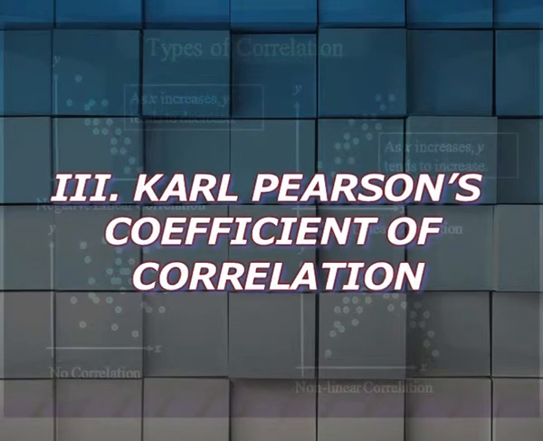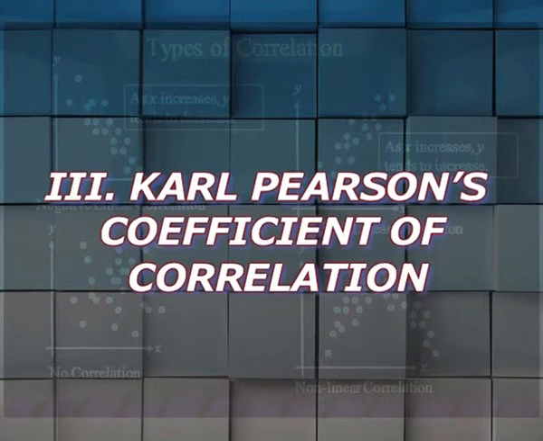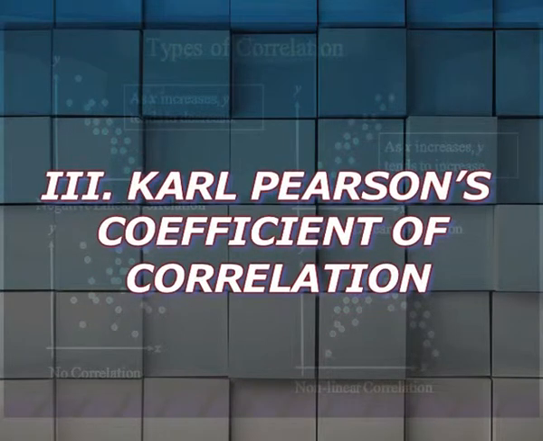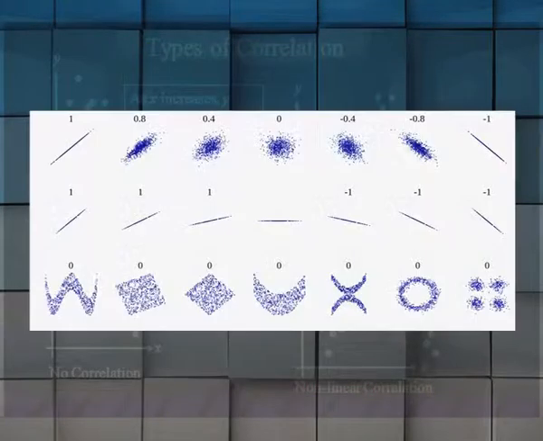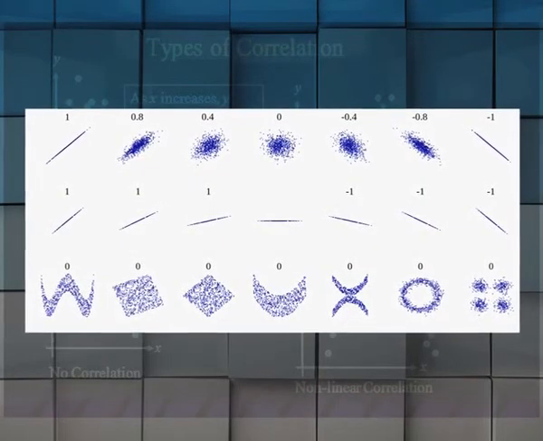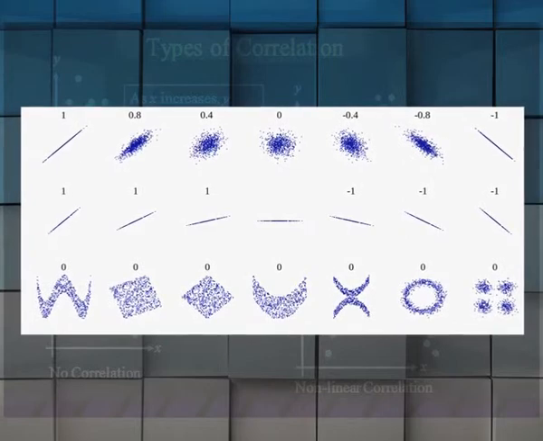Now that brings us to the third method, which is called Karl Pearson's coefficient of correlation. Of the several mathematical methods of measuring correlation, the Karl Pearson method, popularly known as the Pearsonian coefficient of correlation, is most widely used in practice. The Pearsonian coefficient of correlation is denoted by the symbol small r.